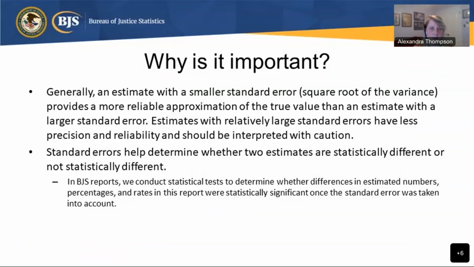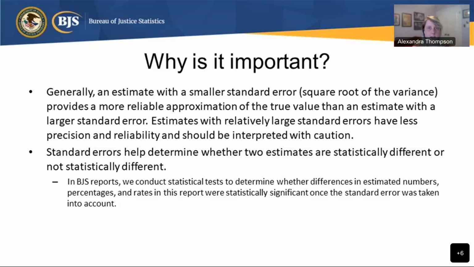Now, why is calculating the variance important? It gives you partially an idea of how reliable your estimate is. An estimate with a smaller standard error, which is the square root of the variance, provides a more accurate or more reliable approximation of the true value than an estimate with a larger standard error. Larger standard errors may have less precision and less reliability. Depending on the parameters of your project, an estimate with a very large standard error should usually be interpreted with caution and also may not be usable.